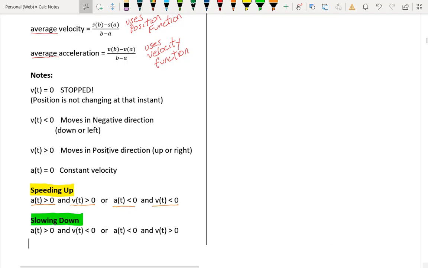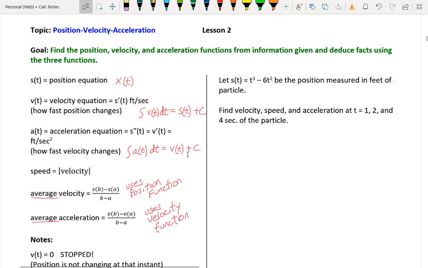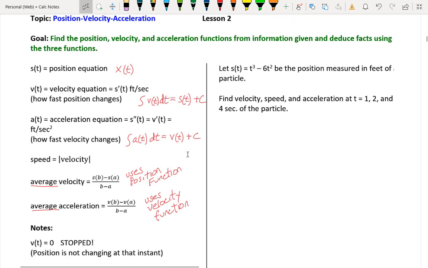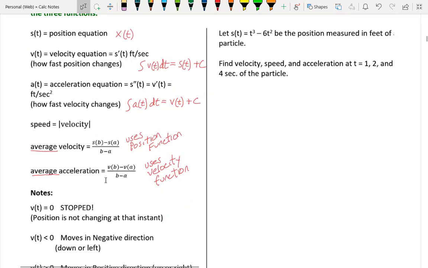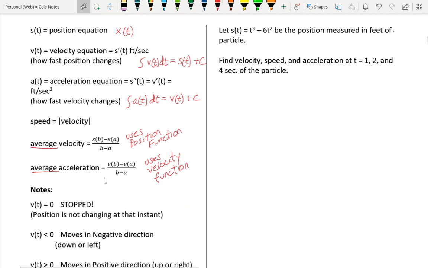Let's go back up and take a look at the example at the top here. It says let s of t be t cubed minus 6t squared be the position, so that's the position function, measured in feet, of a particle. And it says find the velocity, speed, and acceleration at t equals 1, 2, and 4 seconds. Wow, they want us to do a whole bunch of them here. Okay, so velocity, speed, and acceleration.